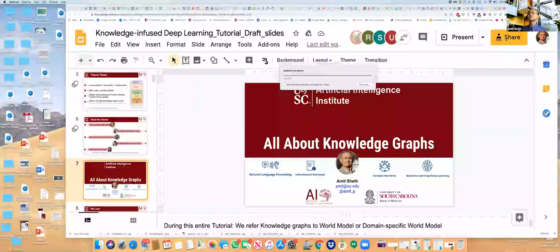So we move on to the next speaker. Dr. Sheth will be talking all about the knowledge graphs.